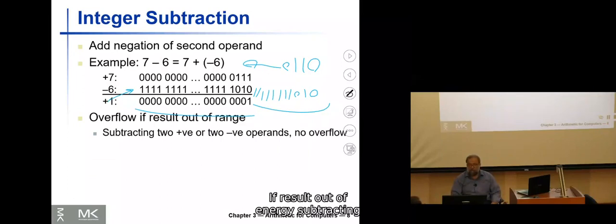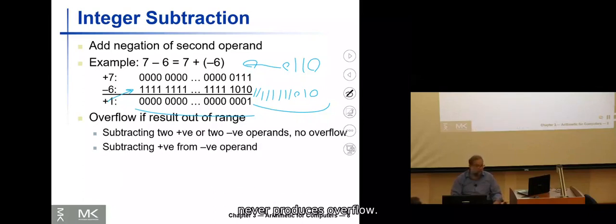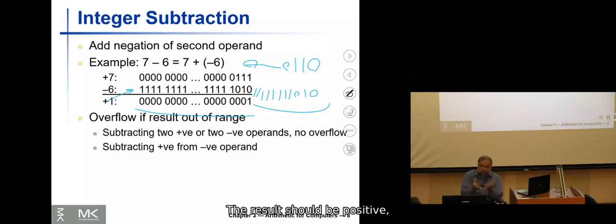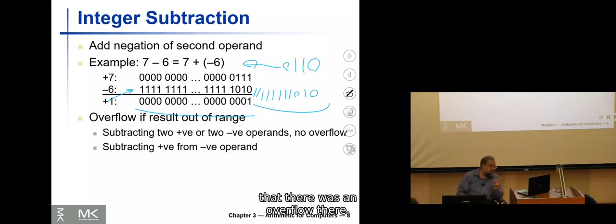Overflow happens if the result is out of range. Subtracting two positive or two negative values never produces overflow. Subtracting a negative from a positive, a positive number minus a negative number, we expect that the result should be positive, but you might get negative. If you got negative, it means that there was an overflow there. If you got positive, that's okay.